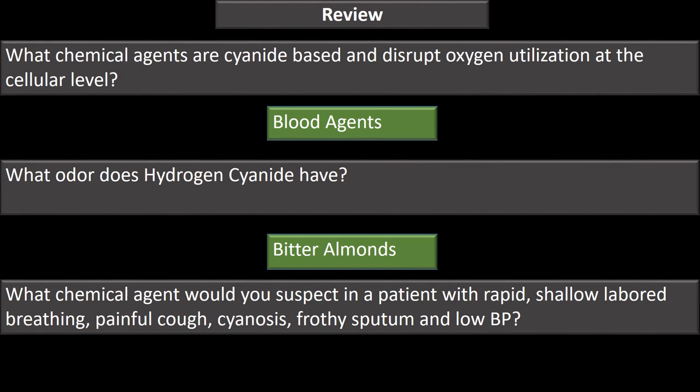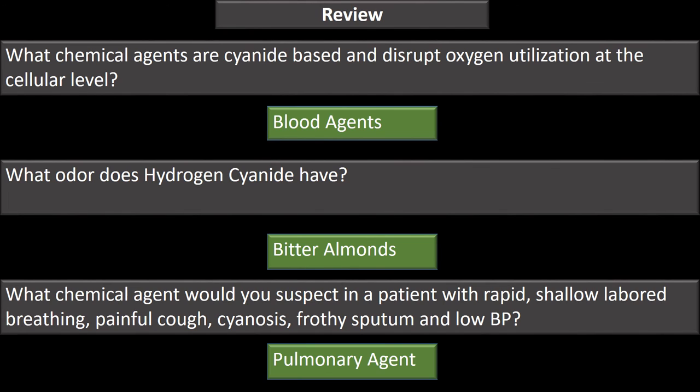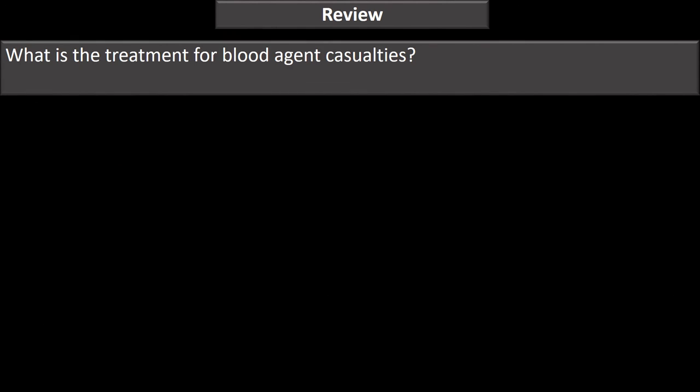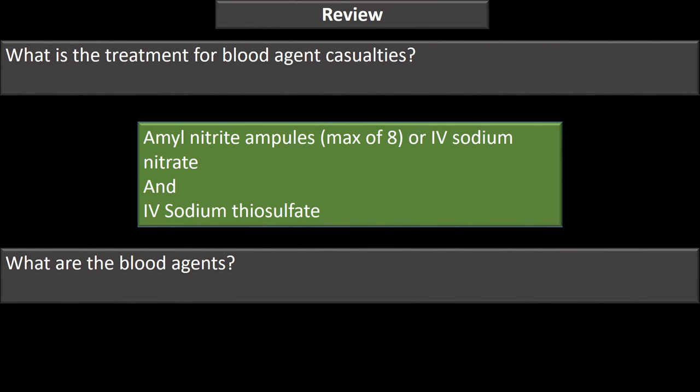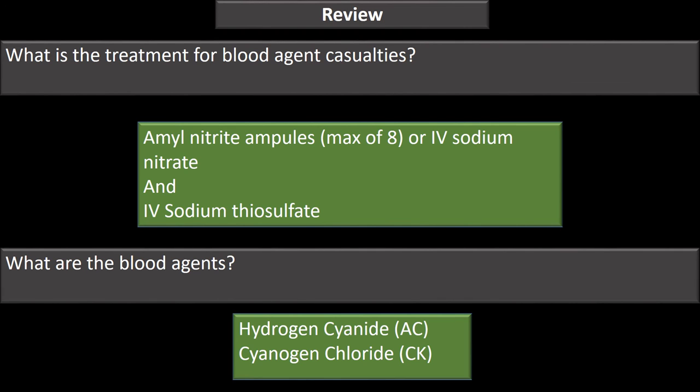What chemical agent would you suspect in a patient with rapid, shallow, labored breathing, painful cough, cyanosis, and frothy sputum with a low blood pressure? Pulmonary agent. What's the treatment for our blood agent casualties? Blood agent casualties are going to receive amyl nitrate or IV sodium nitrate and IV sodium thiosulfate. What are the blood agents? Hydrogen cyanide and cyanogen chloride.